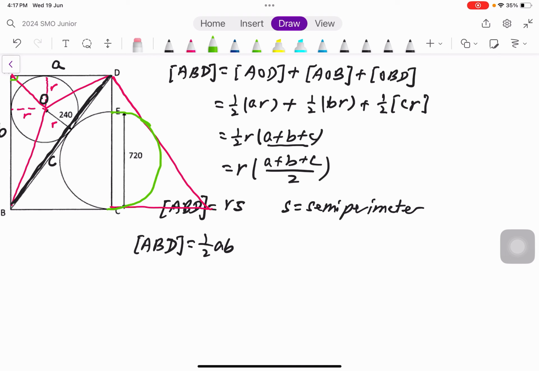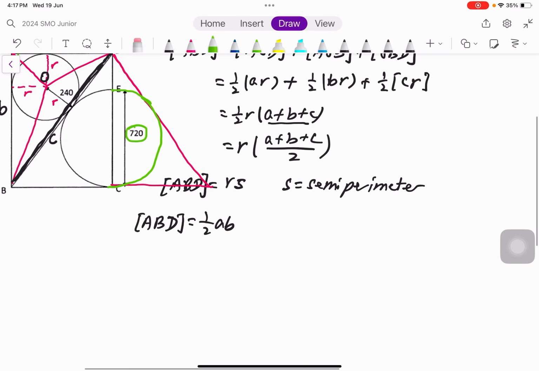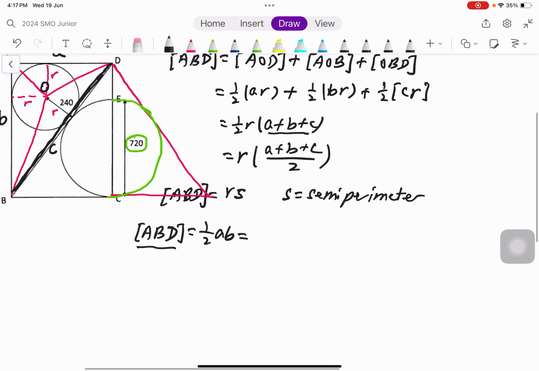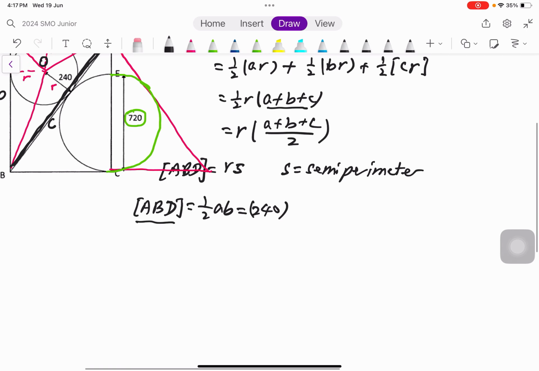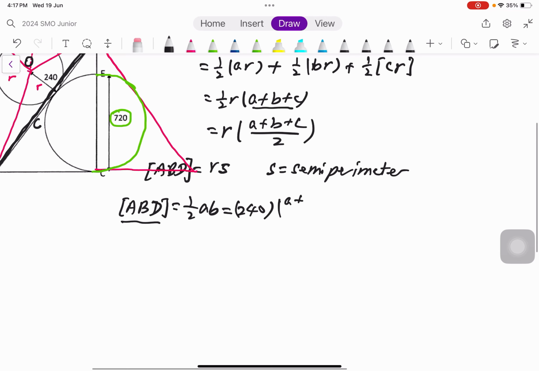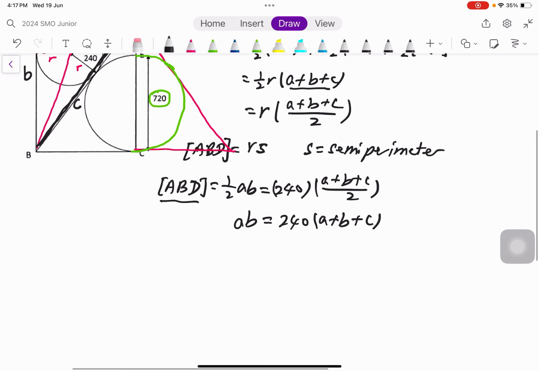And because, take note, the diameter is 720. Then take note, the area of ABD, according to the established result, is equal to RS, right? R is actually 240. And then your S semi-perimeter is A plus B plus C divided by 2. Therefore, in this case, we can see that A times B is 240 multiplied by A plus B plus C. This is the first equation that I established.